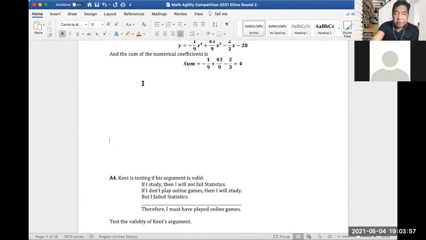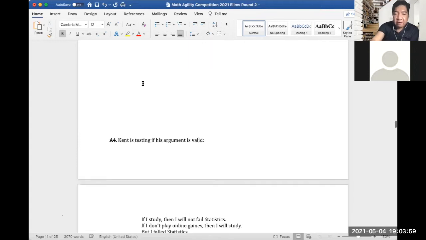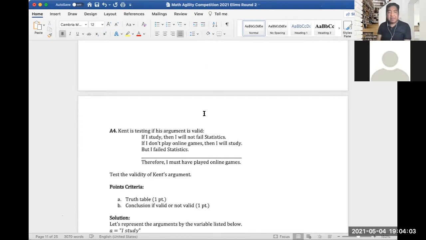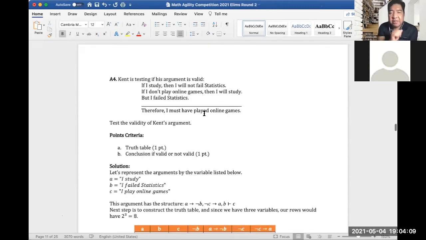So let's go to question number 4 of the average problem. So again, this is given. This is a discrete mathematics question. So let's read the problem. Kent is testing if his argument is valid. If I study, then I will not fail statistics. If I don't play online games, then I will study, but I failed statistics. Therefore, I must have played online games.